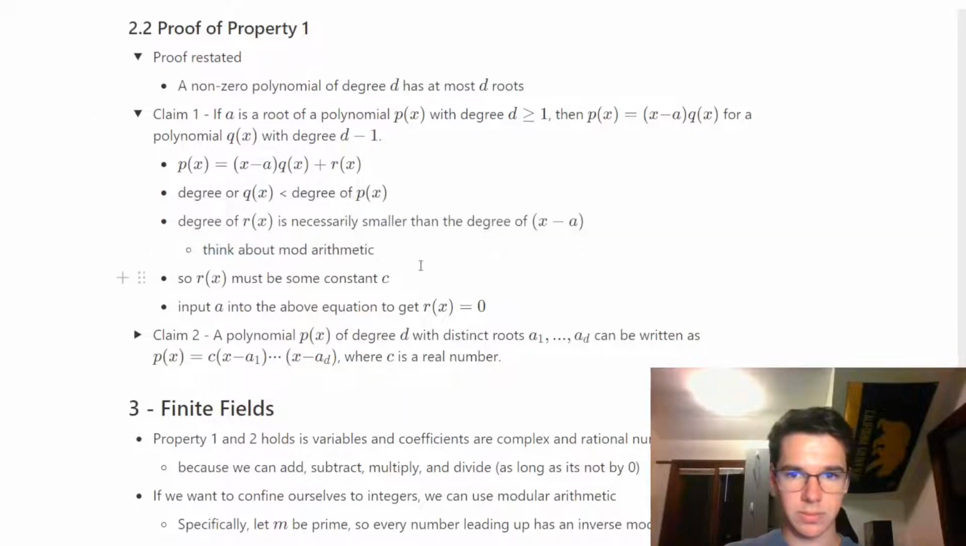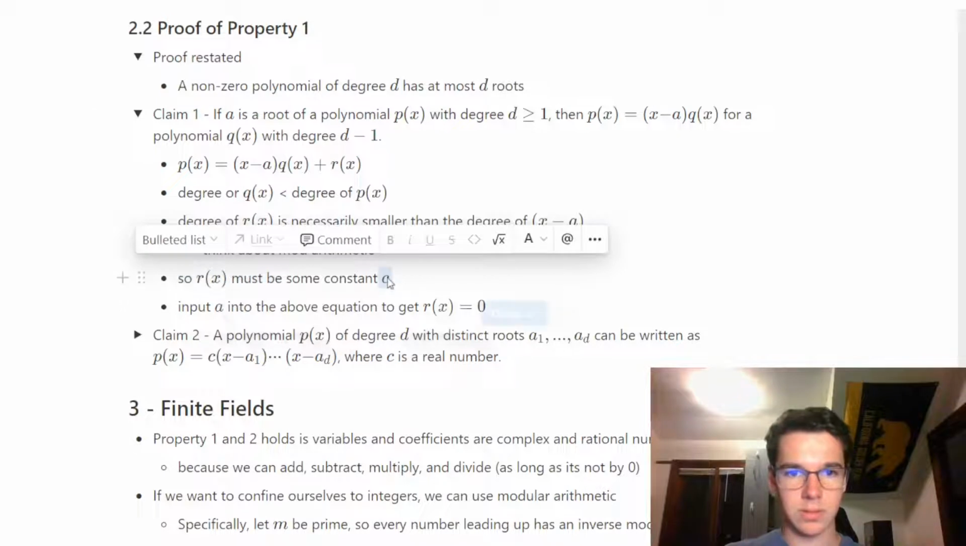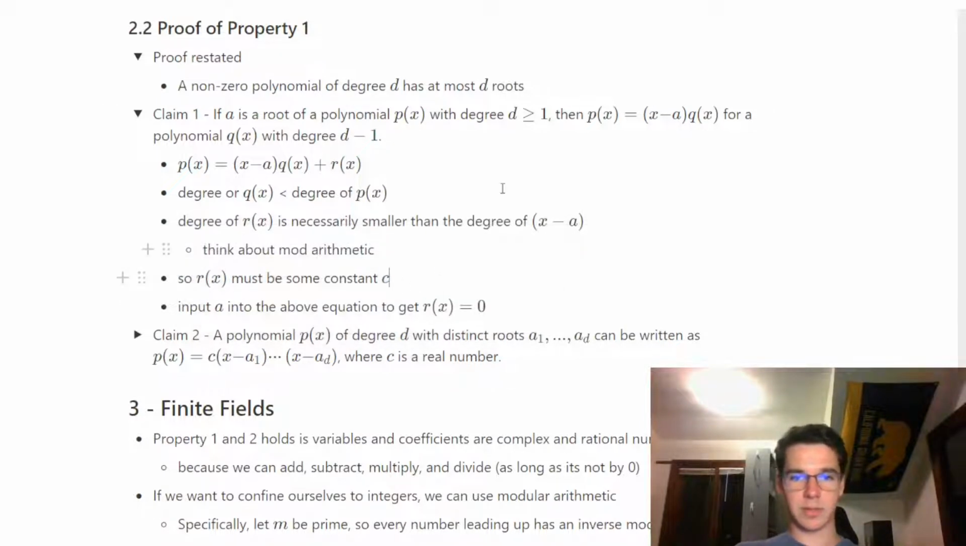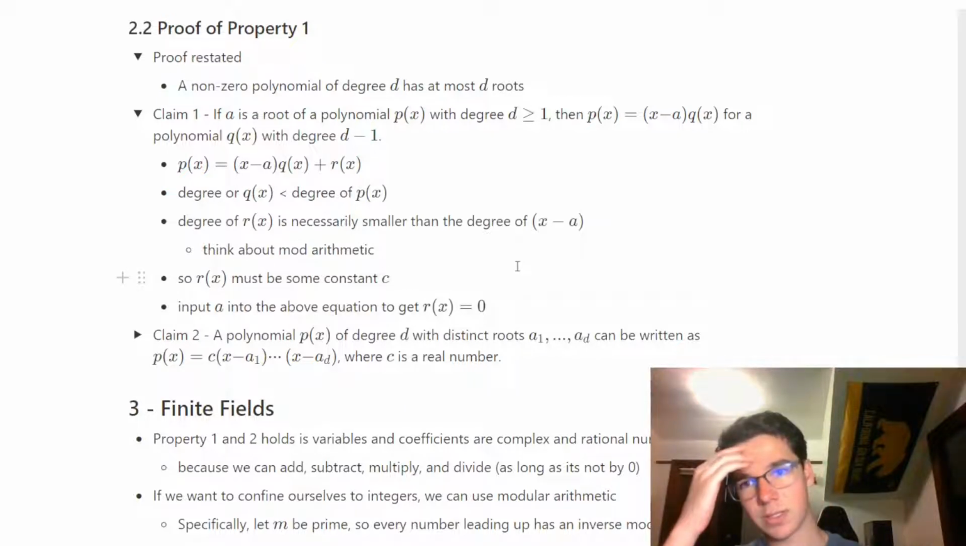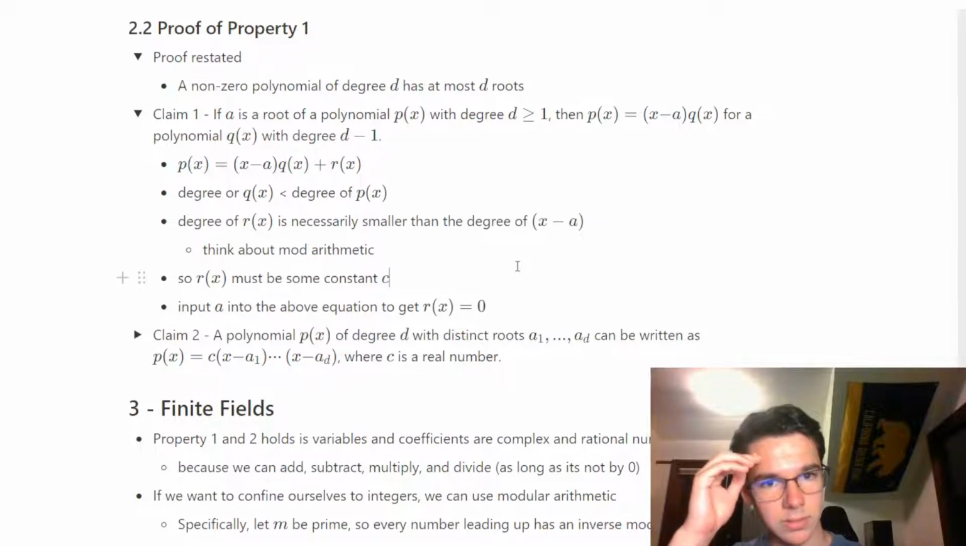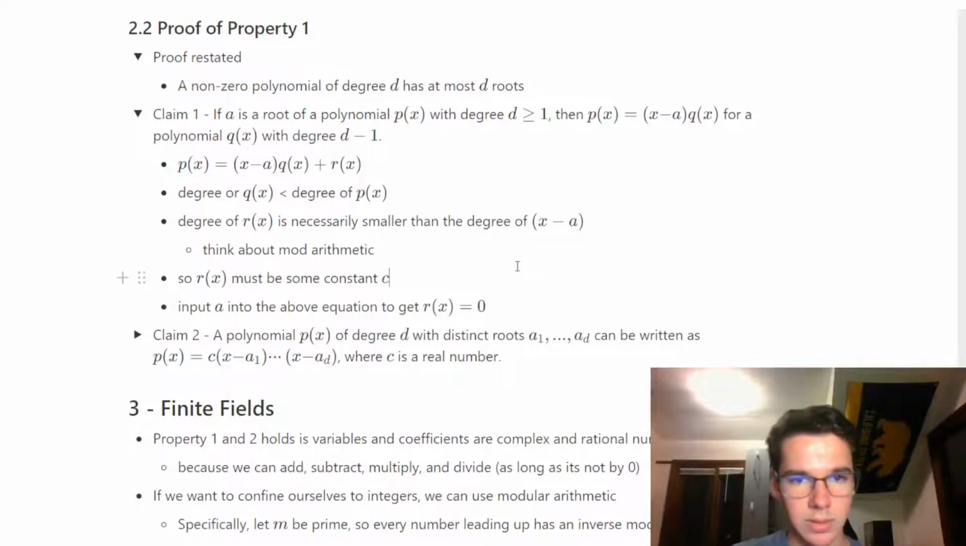That basically means that r of x must be a constant, as we illustrated above, and that means if we input a into the above equation, we should get r of x equal to 0. This is a root, so this becomes 0. If we evaluate p at a, we know that a is a root of p of x, so 0 will come out on this side, 0 will be here, so then r of x will have to be equal to 0.